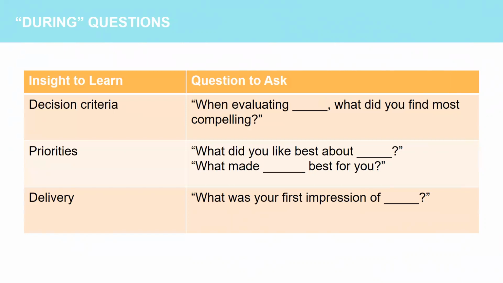For priorities, what did you like best about the product while you were using it? Or did anything surprise you about it? Or what made this the best solution for you? And listen to the way people rationalize their decision. That's going to tell you what parts of your copy are working, or how they make these decisions for themselves.